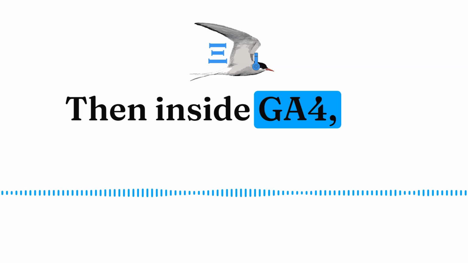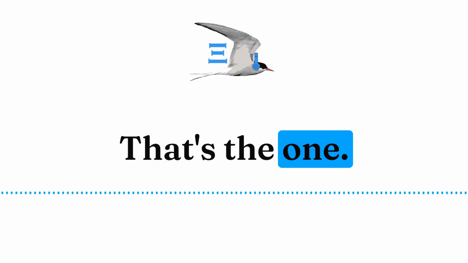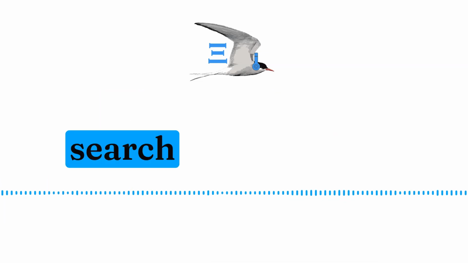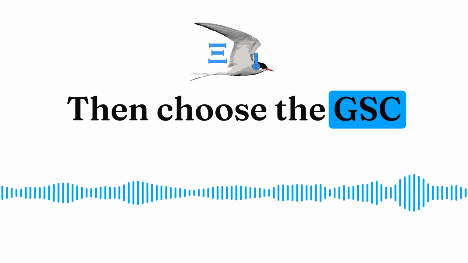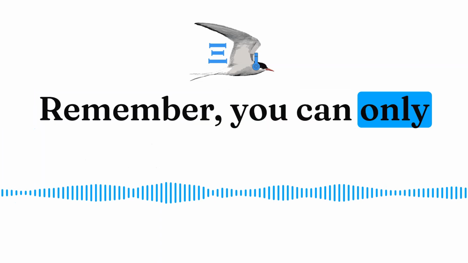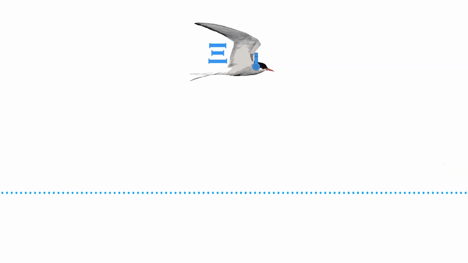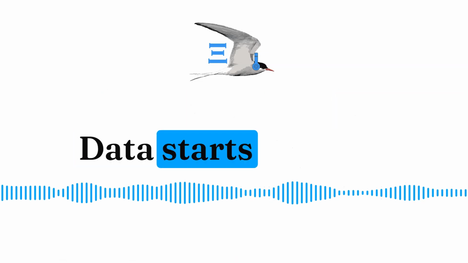Then, inside GA4, you go to the admin section. The gear icon at the bottom left. That's the one. Then, under property settings, scroll down to product links, and you should see search console links. Okay, click that. Yep, click link. Then choose the GSC property you want to connect. Remember, you can only link one GSC property to one GA4 web data stream. Select your web data stream, review it, and hit submit. And that's it. Data starts flowing.